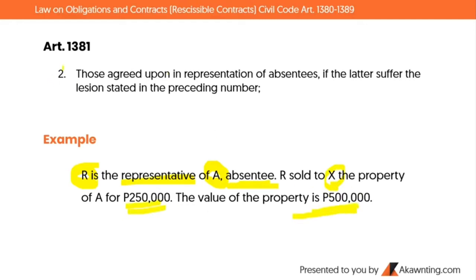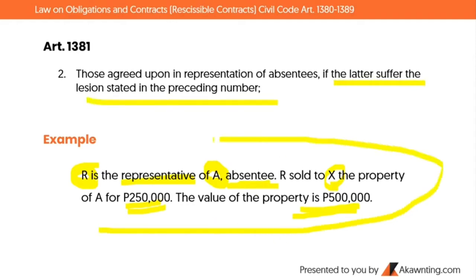Okay, so kung mapapansin nyo, very similar lang yung number 2. Inuulit ko, sa number 2, ang nagbenta yung representative. Ang binenta niya yung property ni absentee. At nag-suffer si absentee ng more than 1/4. Ganun din, more than 1/4 tong number 2. Kasi sabi niya dito, if the latter suffer the lesion stated in the preceding number. Okay, so that is number 1. So in this case, this is a rescissible contract.